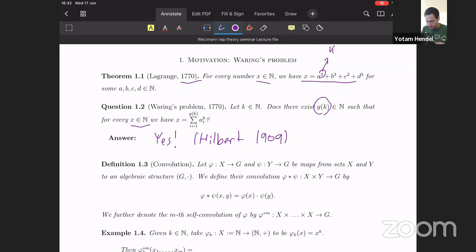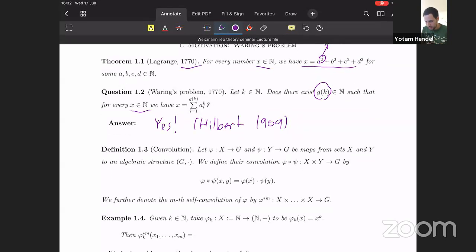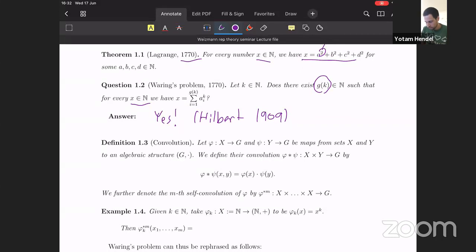Now I will present some definition which will allow me to generalize Waring's problem to a setting which I'm interested in. This is the definition of the convolution. Given 2 maps, one from X to G and the other from Y to G, where X and Y are just sets and G is some algebraic structure, you can think about it as a group, but really anything with multiplication.